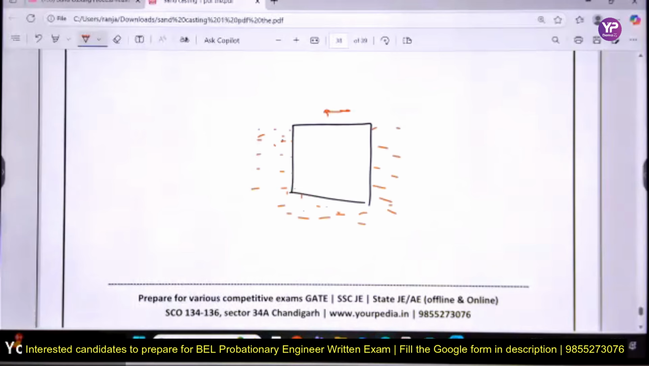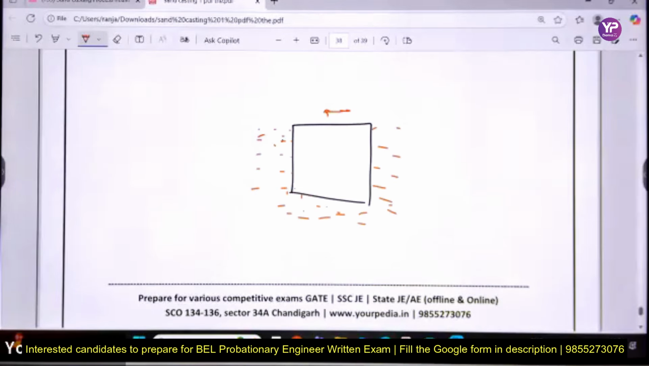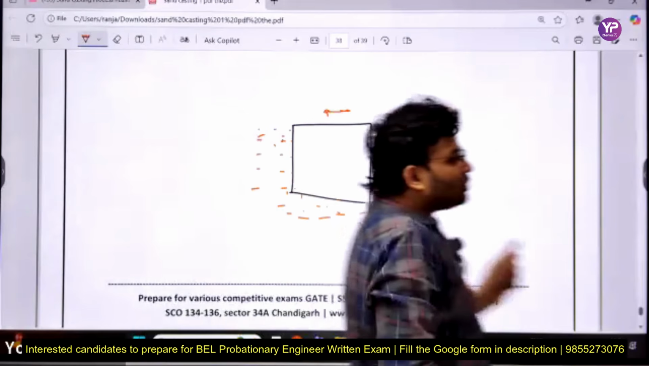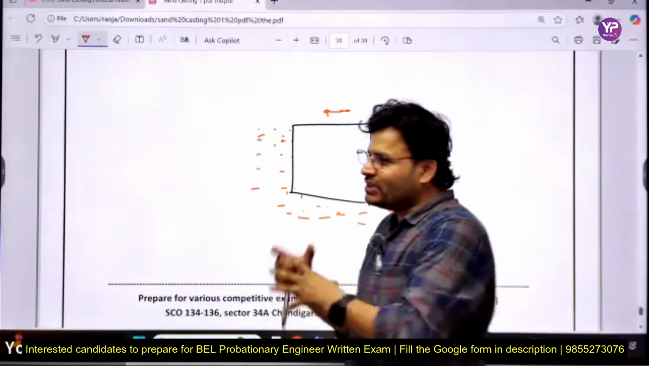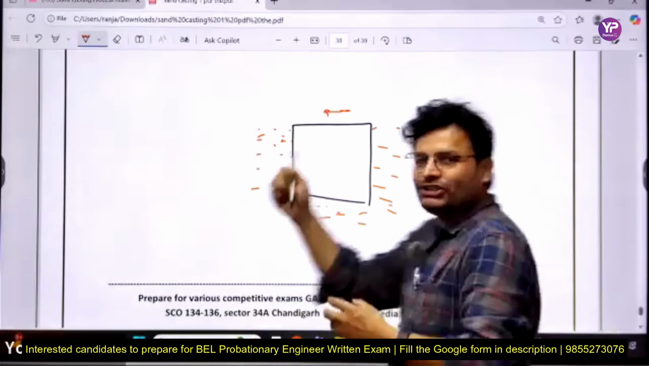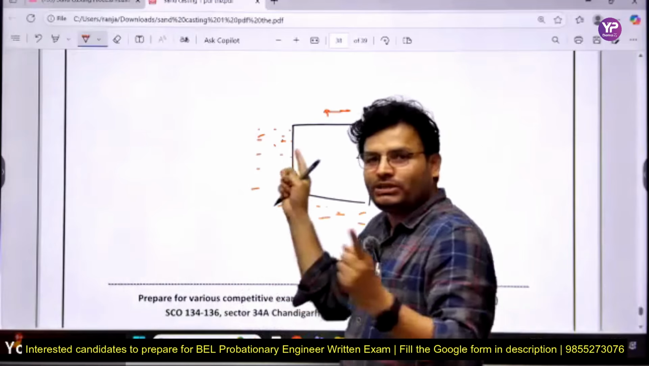Tell me, is it positive or negative? What do you think? Right, my dear friends? That question was asked in your exam. Which of the following is negative allowance? The answer will be the shaking allowance, because in that case, the size of the cavity, the size of the pattern is not the same.